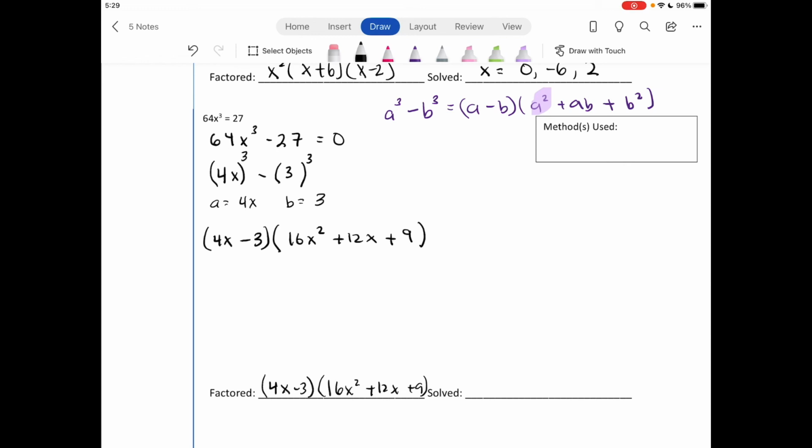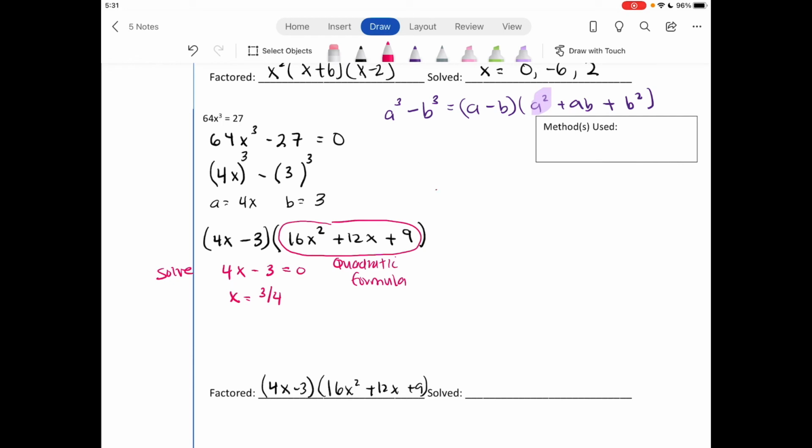We would always want to check to see if we could go further, but the trinomial we make right here is not factorable. Therefore, we cannot factor anymore. But when we go to find the solutions, we can use the quadratic formula. So now we are ready to solve. We can take that first set of parentheses and set it equal to 0. We'll add 3, then divide by 4, so x becomes 3/4. Then, with this trinomial in the middle, we're going to use the quadratic formula. And we'll want to use this method to solve because, again, it is not factorable.